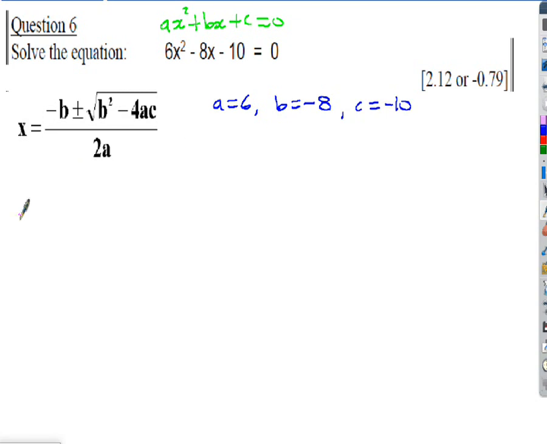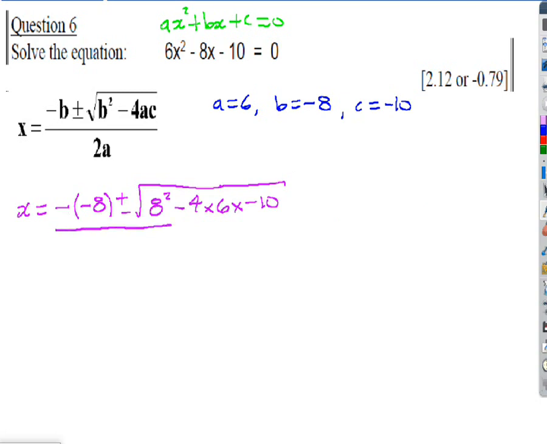What I'm going to do now is put those values into the quadratic formula shown on the left hand side here. So x is equal to negative b, be careful of the double negatives here, because b in this case is negative 8, so that's a double negative, plus or minus the square root of, again b, I don't need to put a negative in here because when I square a negative I get a positive, so I'm just going to write it as positive 8 squared minus 4, and that's multiplied by the a, which is 6, multiplied by the c, which is negative 10. And don't forget the whole equation, everything is divided by 2 multiplied by a, and a in this case is the 6.